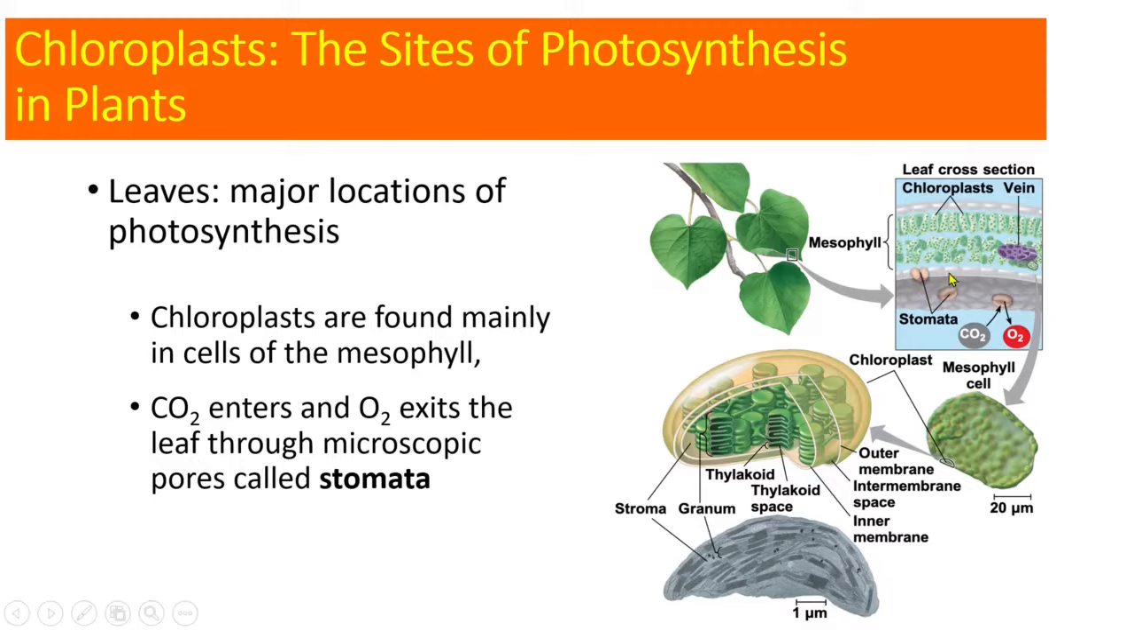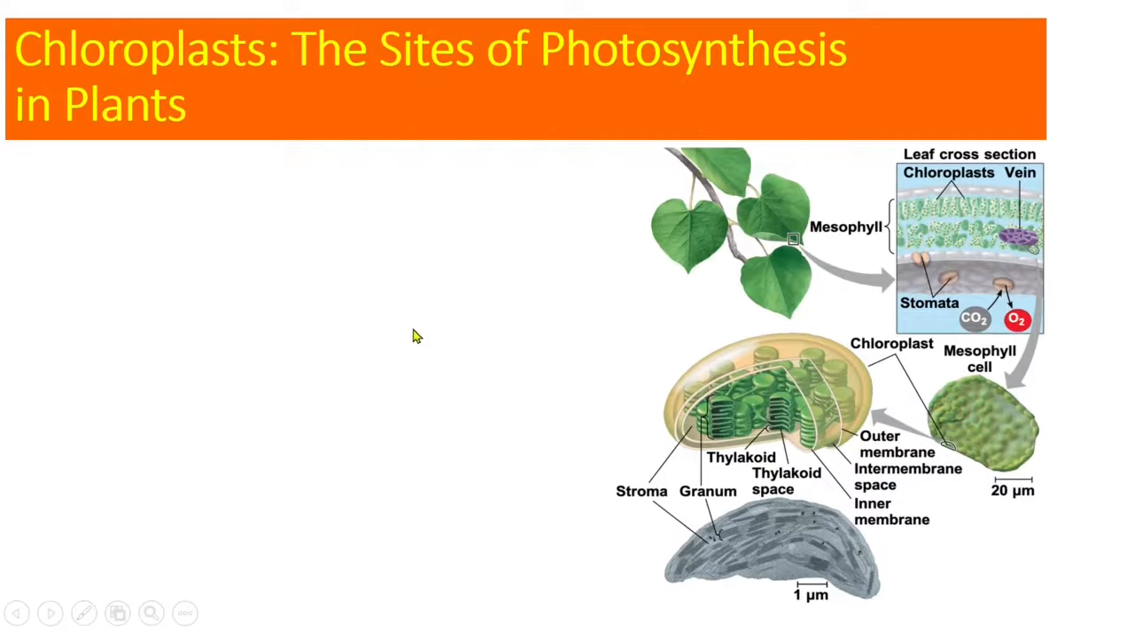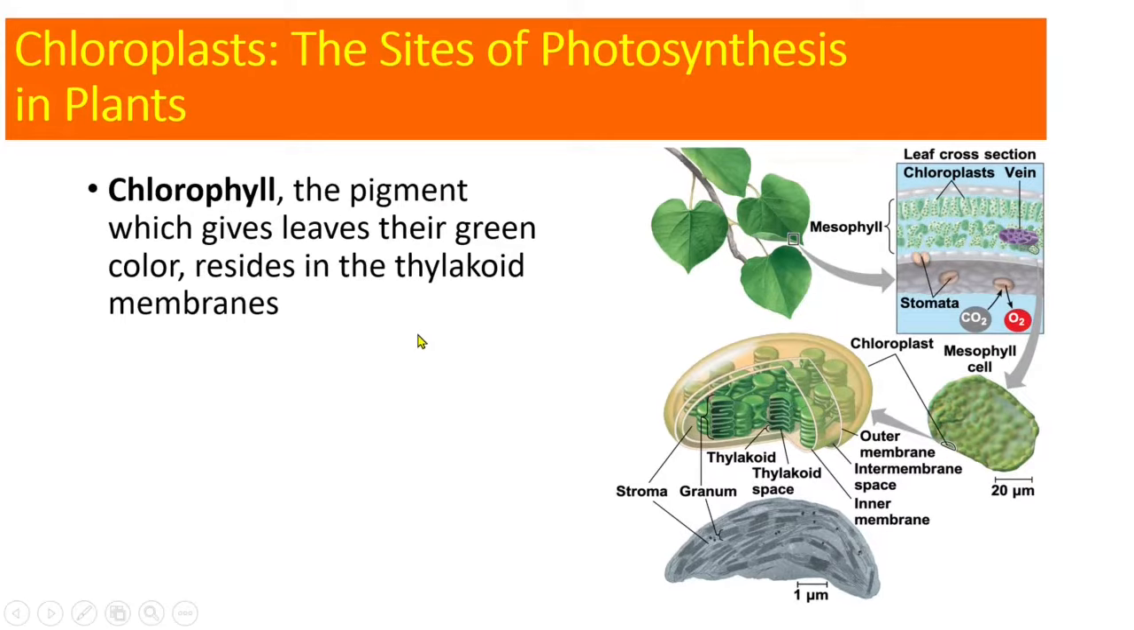So you can find that in both sides of the leaf, the underside and the top side. Now, other important things we have to take note of is that chlorophyll, the pigment which gives the leaves their green color, resides in the thylakoid membrane. So the chlorophyll is very important in the absorption of light energy for photosynthesis to proceed.